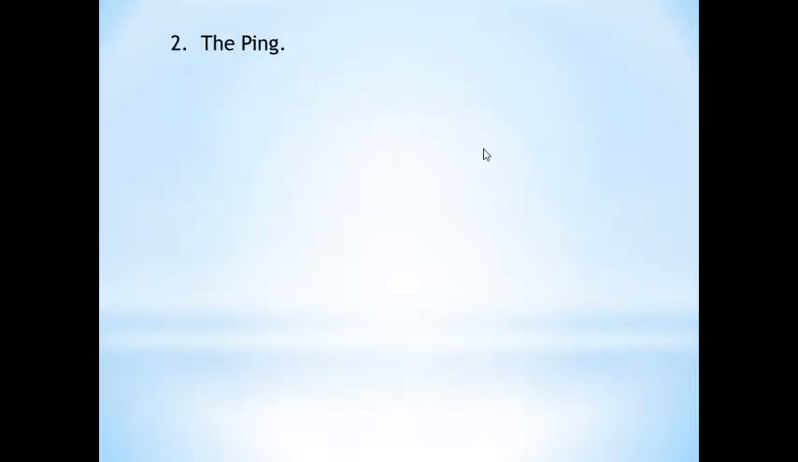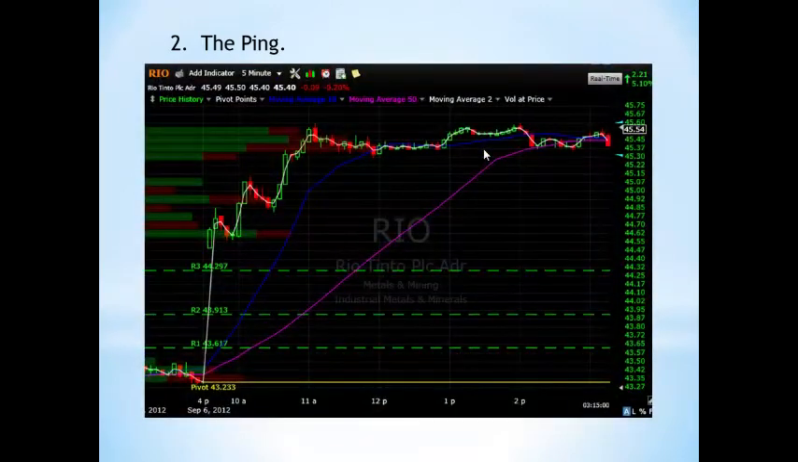A second type I call the ping, and RIO would be an example. Let's just say that you had gotten into this trade up in here expecting it to continue higher, but what happens is it backs off some, really never does a reversal or anything, but it keeps hitting resistance near this high of the day, and it's just pinging back and forth between a narrow price range.